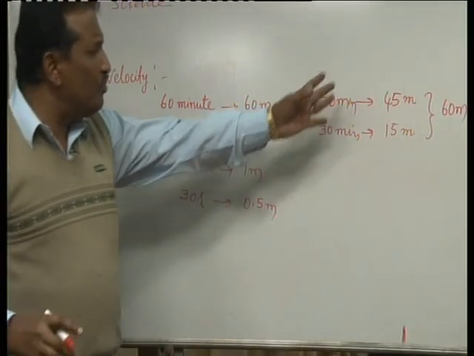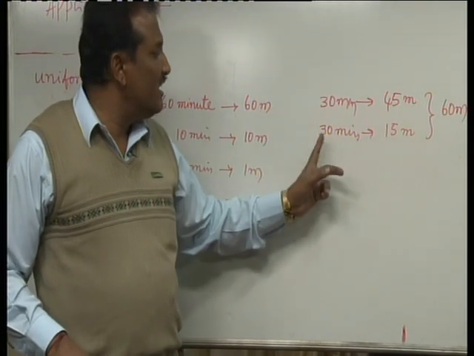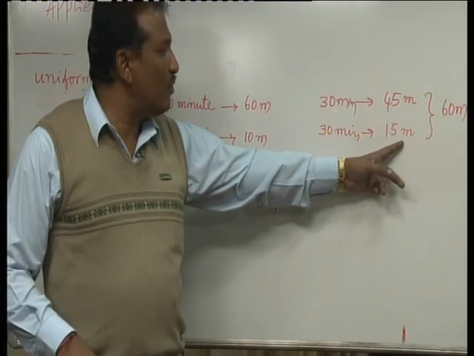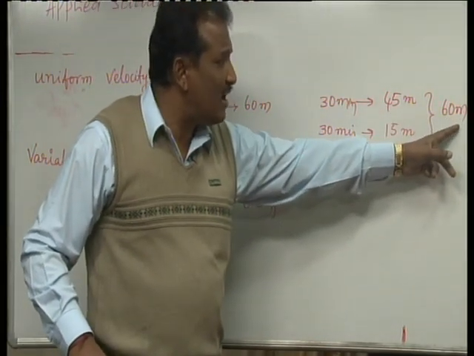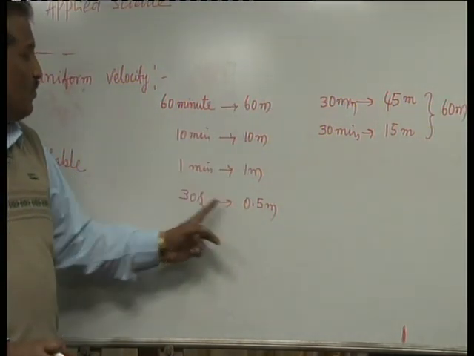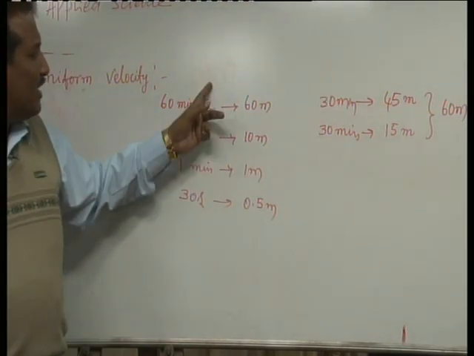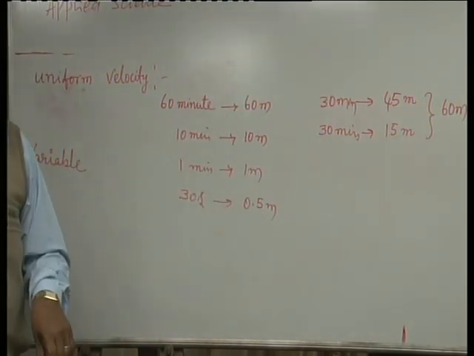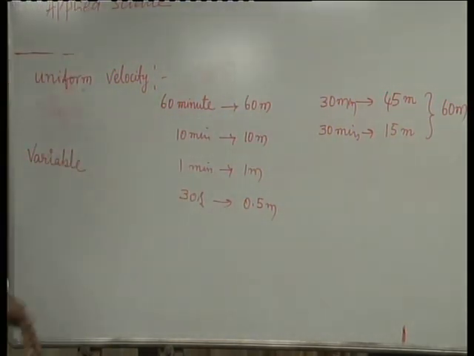But it is not uniform. For the first 30 minutes it covers a larger distance, and in the rest of the 30 minutes it covers a very small distance. But here also 60 meters of distance is travelled in 1 hour. Here it is not uniform, but in the first case it is very much uniform. So this velocity is called a variable velocity, and that type of velocity is called a uniform velocity.